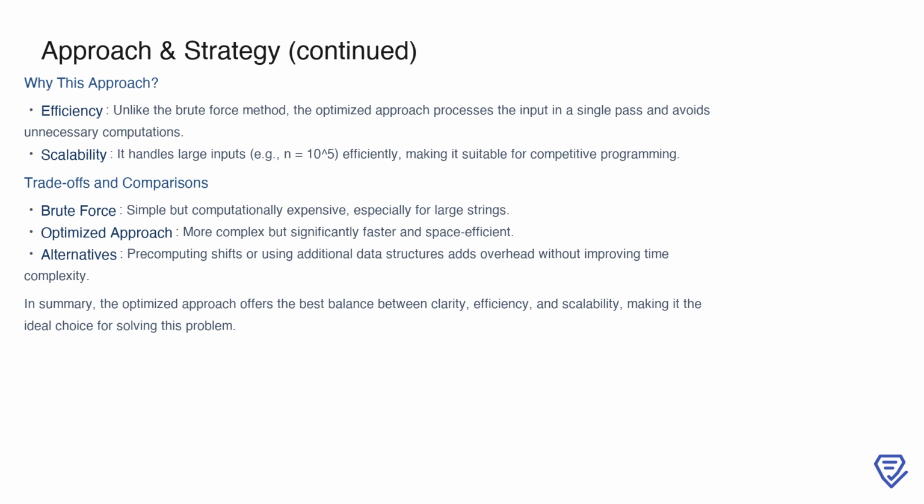In contrast, the optimized approach is significantly faster and uses less memory, though it requires a deeper understanding of cyclic shifts and frequency counting. Other alternatives, such as pre-computing shifts or introducing additional data structures, were considered but found to add unnecessary complexity without improving the time performance. Ultimately, by leveraging the cyclical nature of the alphabet and focusing on validating the maximum moves for each shift, the optimized approach delivers the clarity, efficiency, and scalability needed to handle this problem effectively.